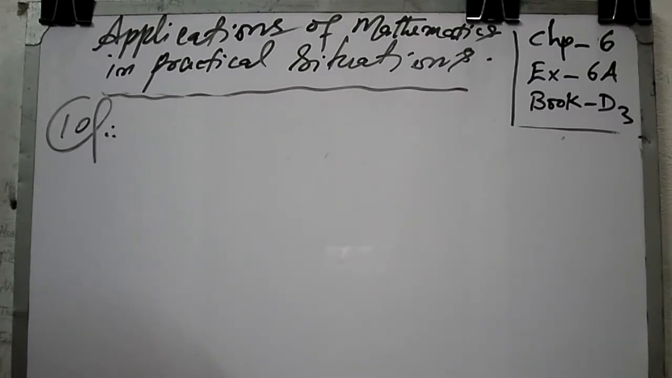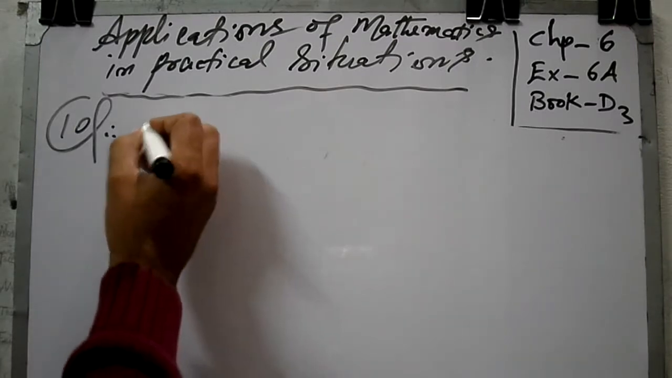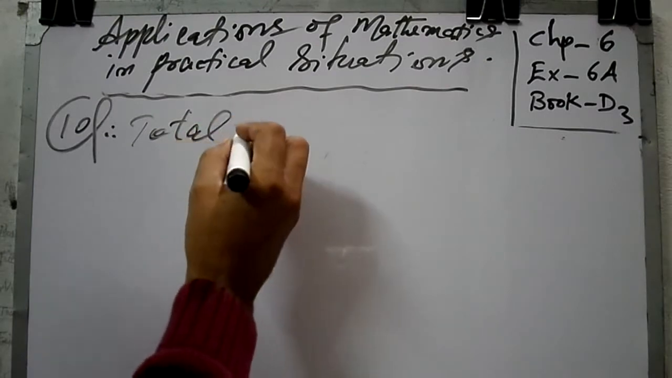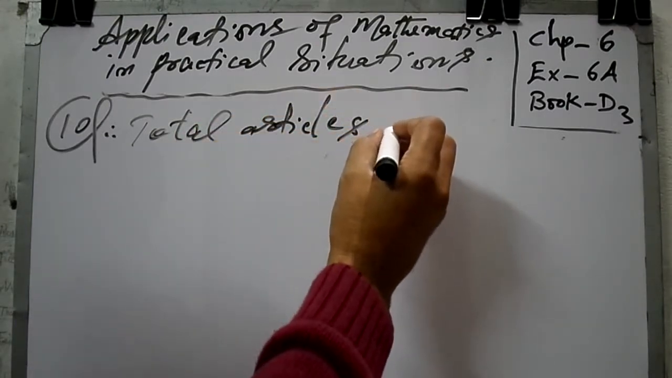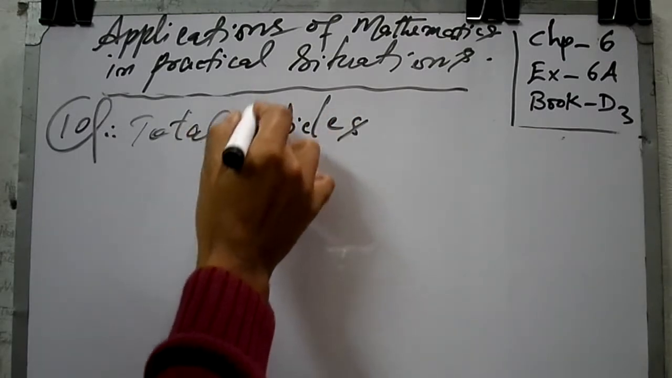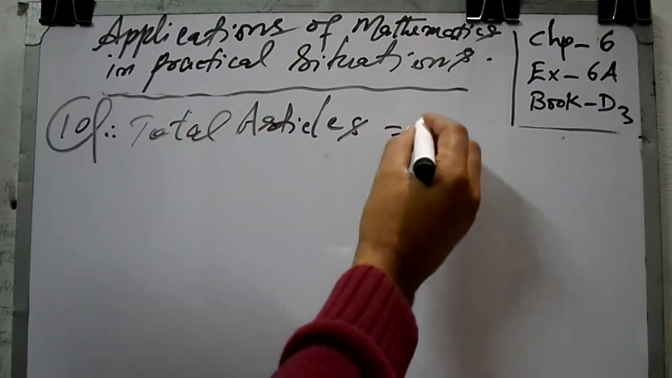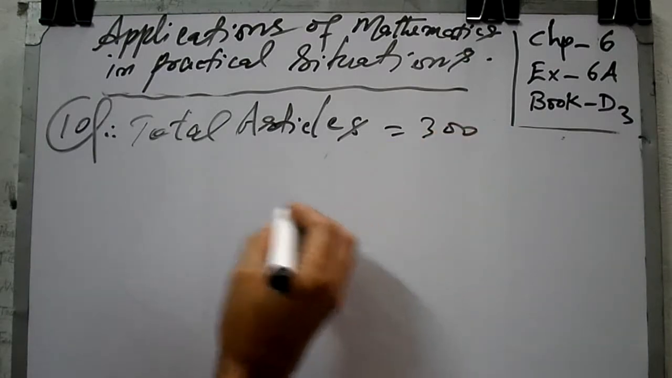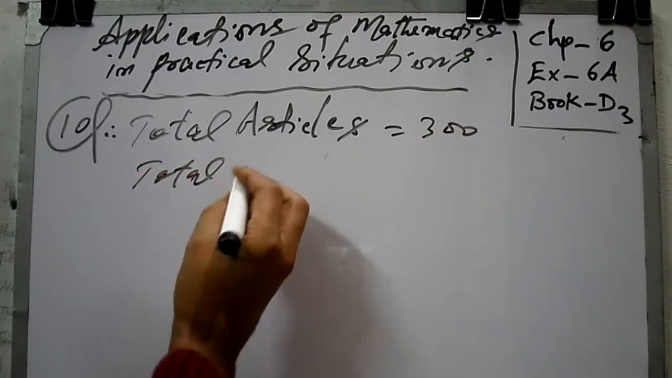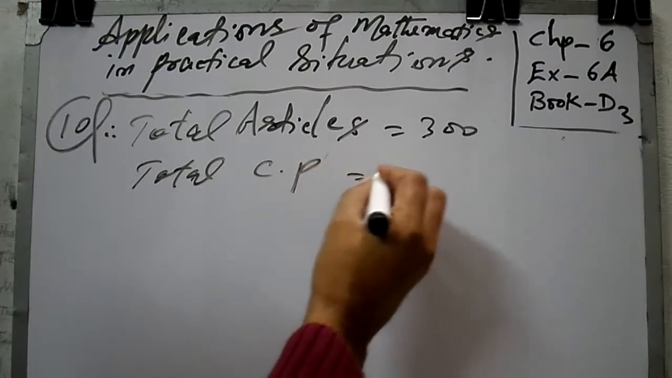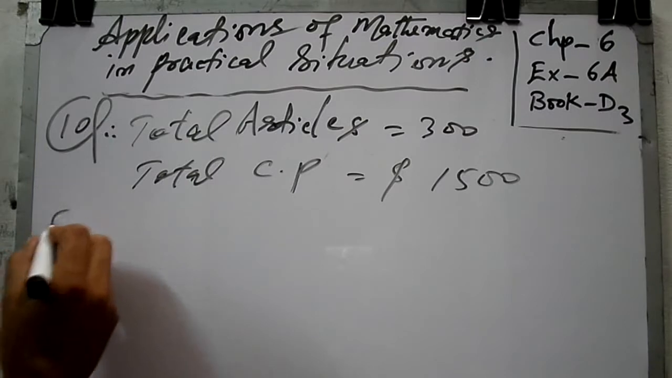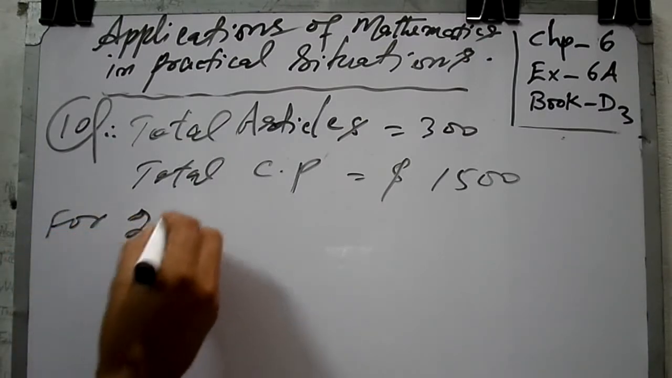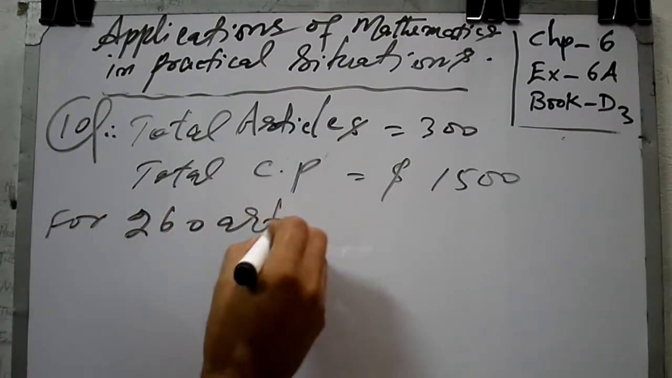Okay, how many total articles? First of all, you see here total articles. Write down the given data, that is, total articles is equal to 300 and total cost price is equal to $1,500, for 260 articles.